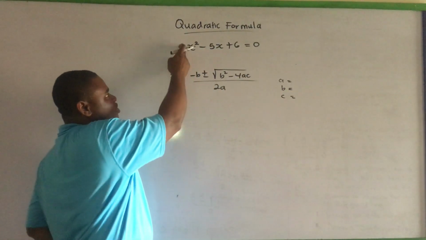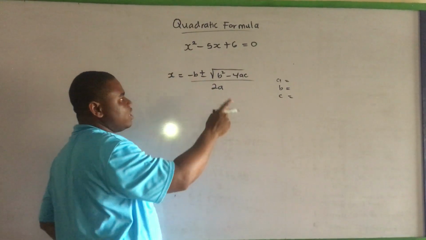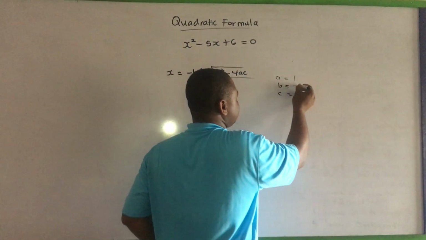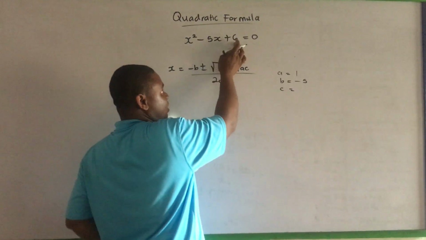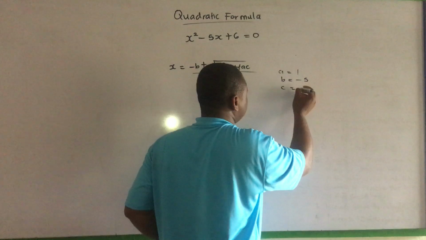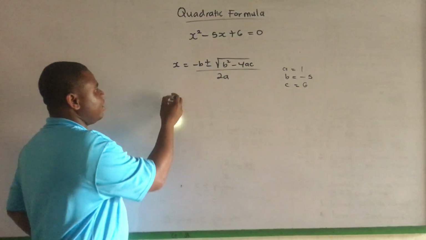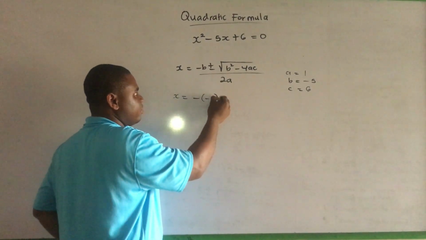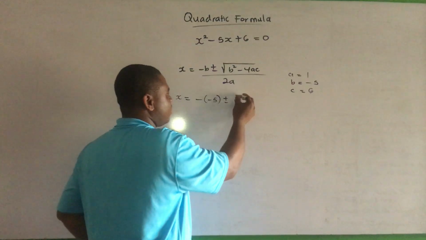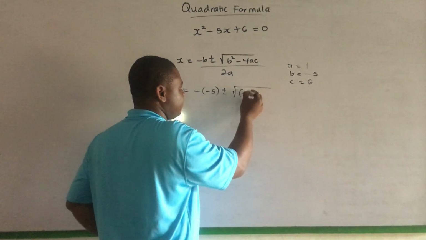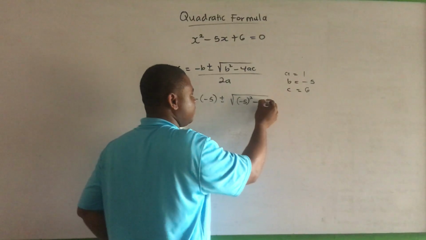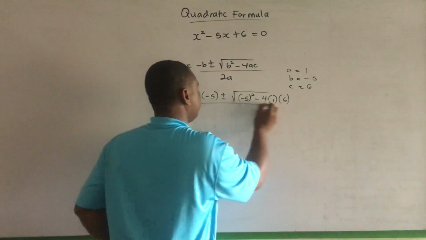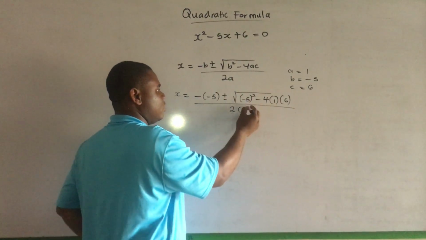So a in this case, the coefficient of x squared, is 1, so a is 1. The coefficient of x is minus 5, that means b is minus 5, and the coefficient c is 6. Alright, so in this case we have x is equal to minus b, in that case minus 5, plus or minus square root of b, which is minus 5 squared, minus 4, a is 1, c is 6, all over 2, a is 1.